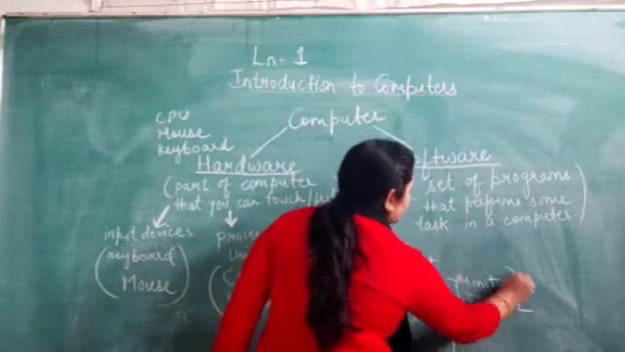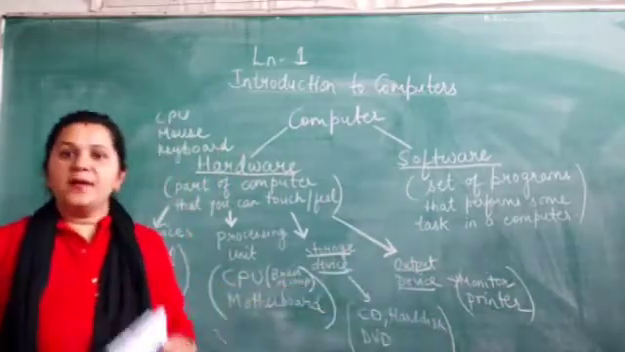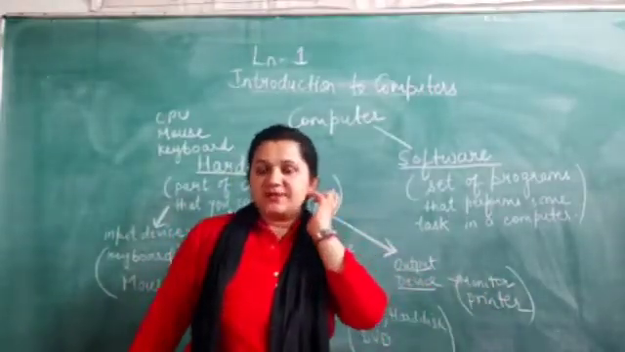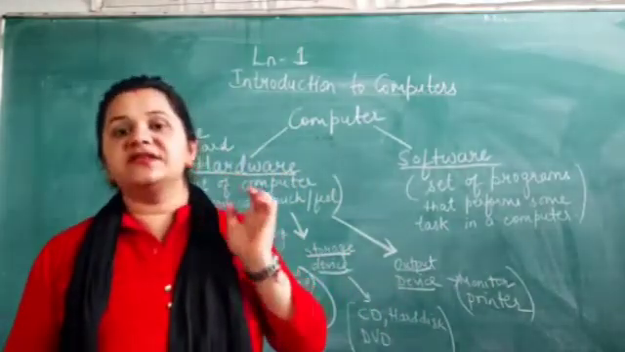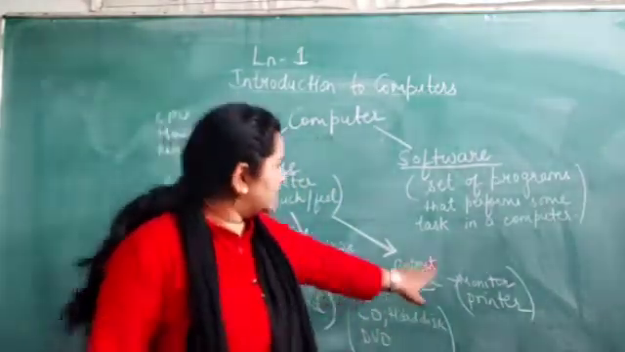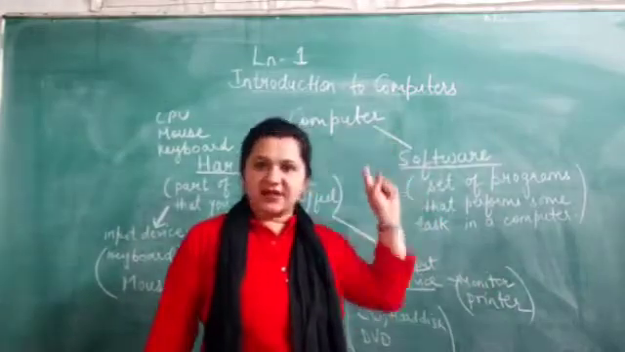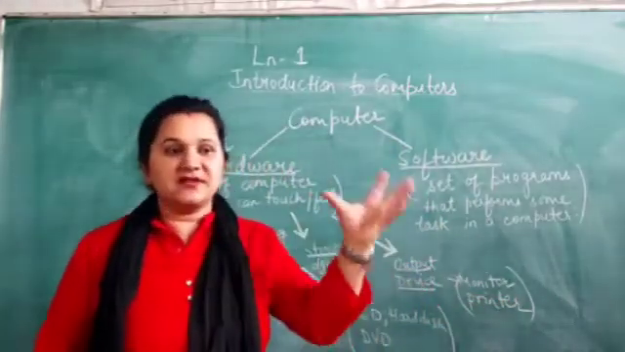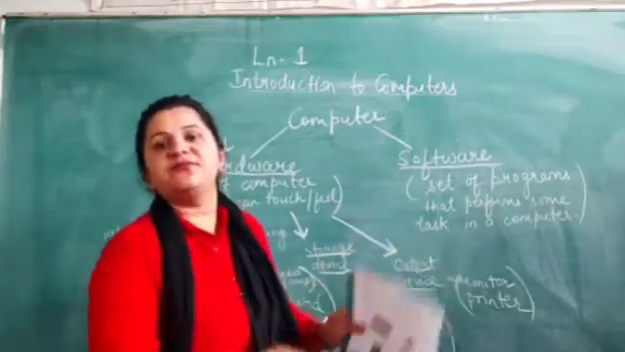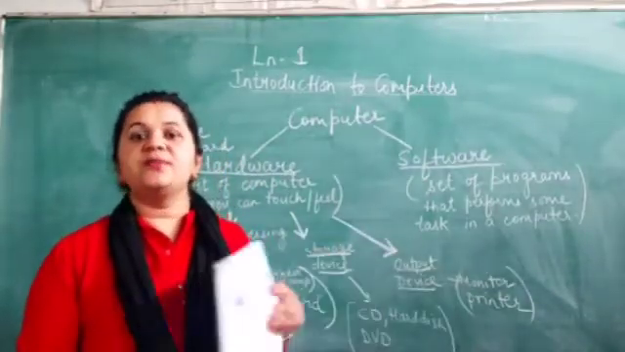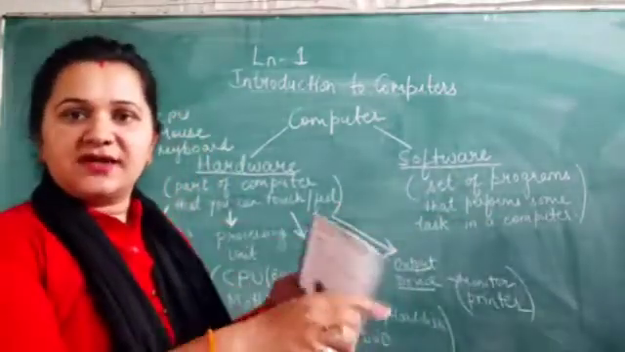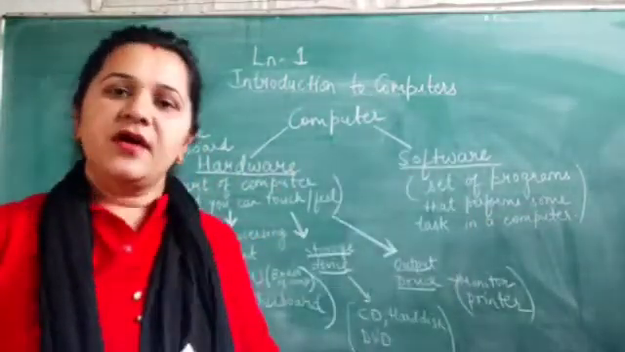So you would require monitor and printer. Monitor and printer are the parts of computer which help us to display the result. Monitor displays the result on the computer screen, and printer helps us to display the result on a piece of paper. It gives you the printout of the work which is done on the computer.